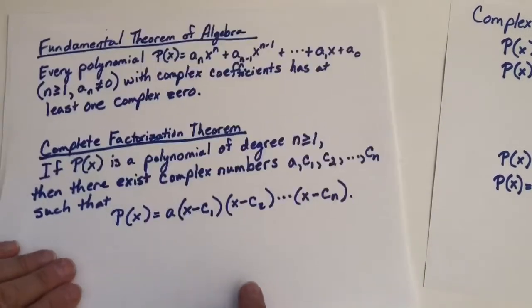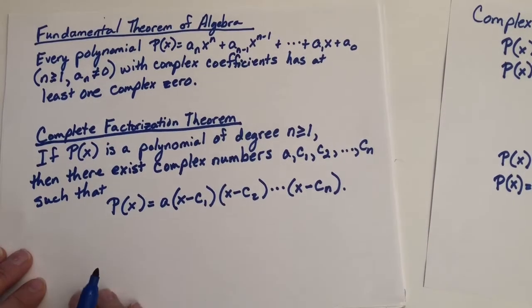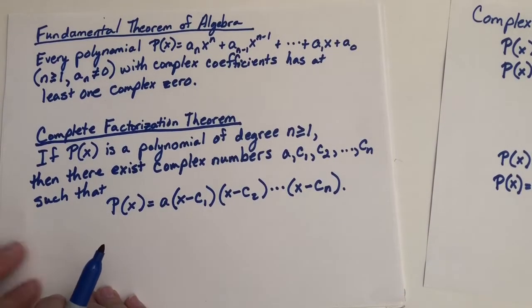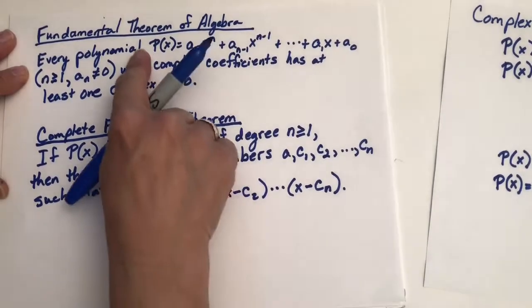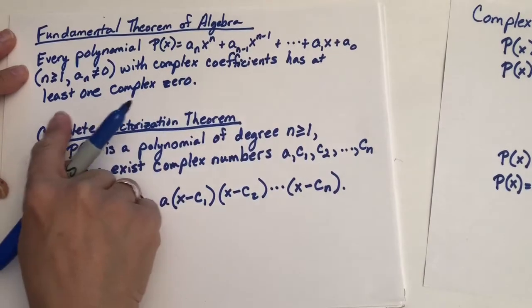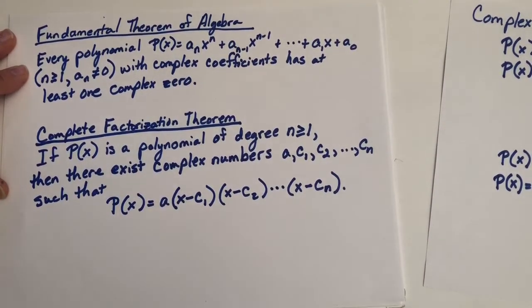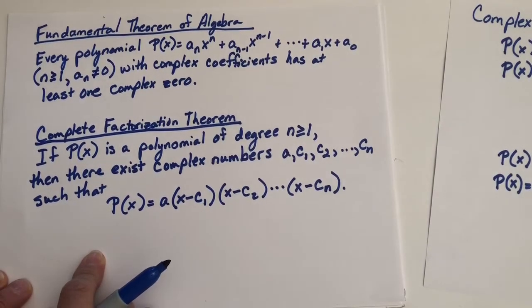There's an important theorem algebraically called the fundamental theorem of algebra. Even its name implies that it's important. That says every polynomial with complex coefficients has at least one complex zero, assuming that the degree is greater than or equal to 1.